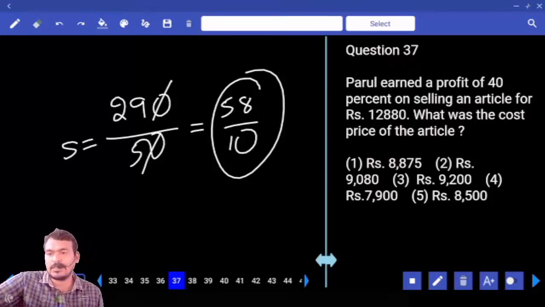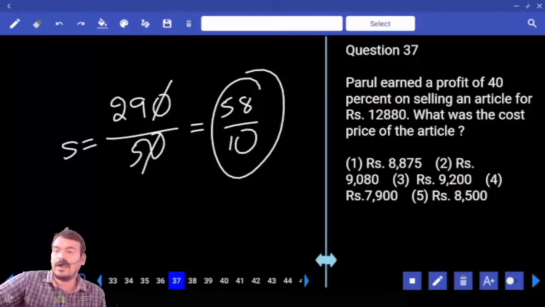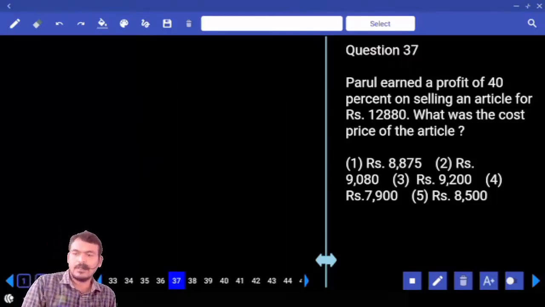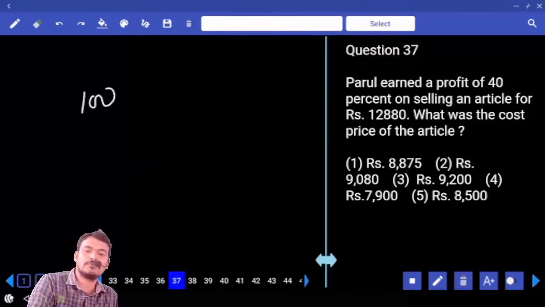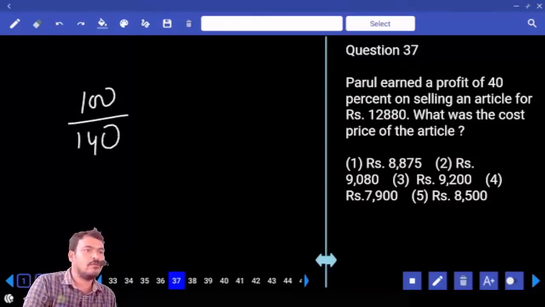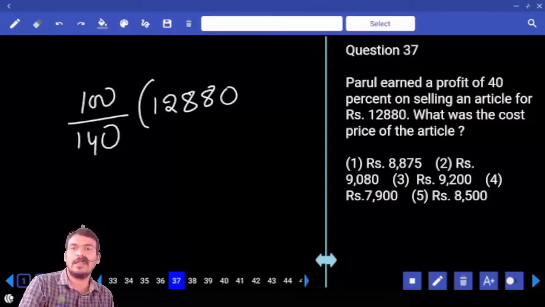Next, question number 37, related to profit and loss. Parul earned a profit of 40% on selling an article for 12,880. What was the cost price of the article? Cost price is always how much percent? 100%. 40% profit means the selling price is 140%. But in place of 140%, what value is given? 12,880.